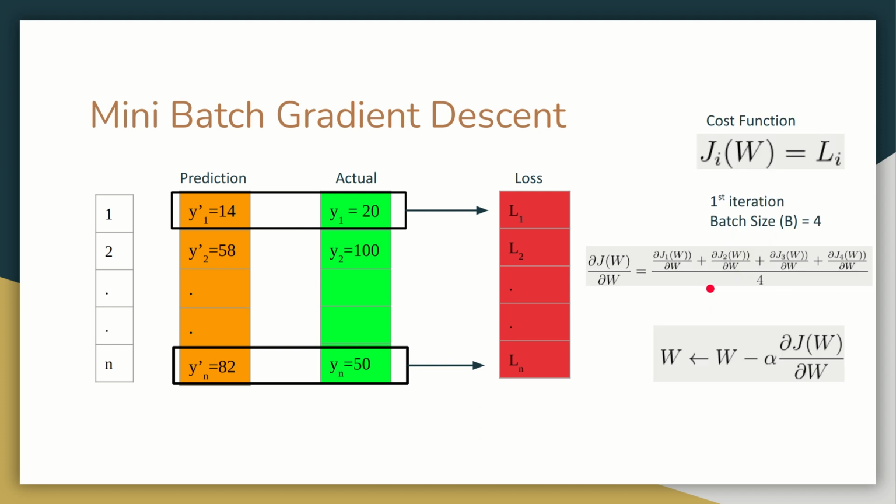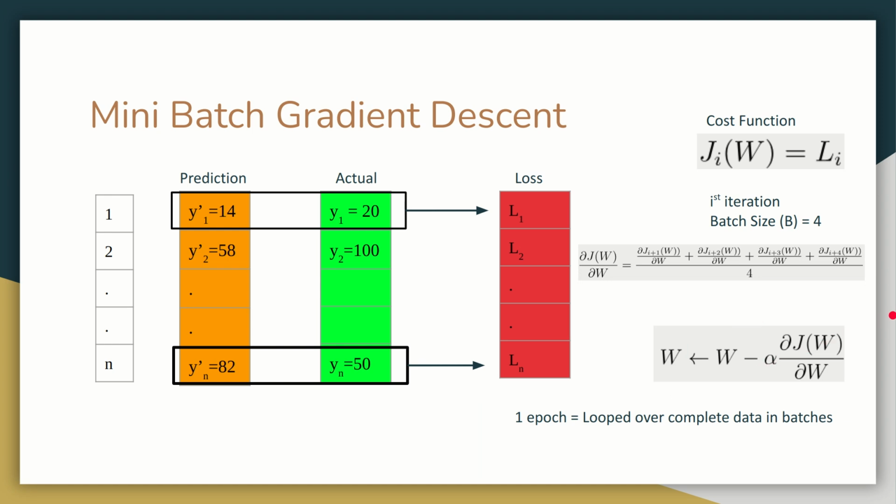Okay. Now we can take the mean of these gradients that we have calculated. So we'll be taking the mean of the first 4 gradients. That will be the del J by del W. So this is the mean over here. And then we'll be updating our weights using the mean of the gradients that we have calculated over here. So this whole step will complete our first iteration. In the ith iteration, we'll be taking the mean of gradients i plus 1, i plus 2, i plus 3 and i plus 4. And similarly, we'll be updating our weights over here.